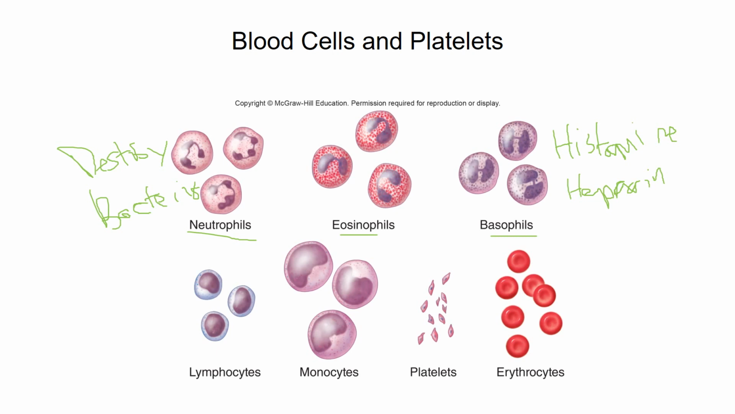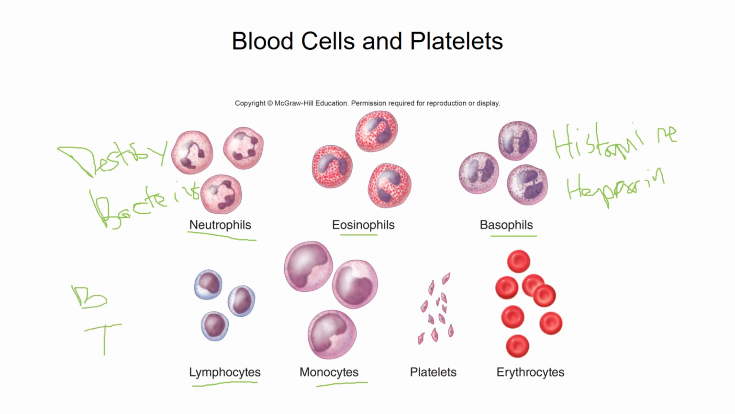So then the two agranular cells are the lymphocyte and the monocyte. And so lymphocytes make up 25% or more of the white blood cells. And these are going to, again, have a lack of those granules to them. So there's two different types. We have B lymphocytes and then T lymphocytes, okay?